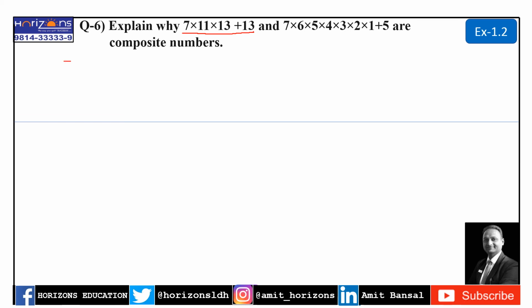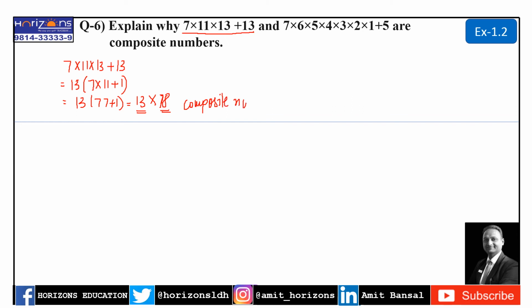So 7 into 11 into 13 plus 13, I can take out 13 as common. I'll be left with 7 into 11 plus 1, that is 13 into 78. It will be 13 into 78. Since this number can be shown as the product of two numbers, neither of which is 1, therefore it is a composite number. Similarly, you can do it for the other part, right?